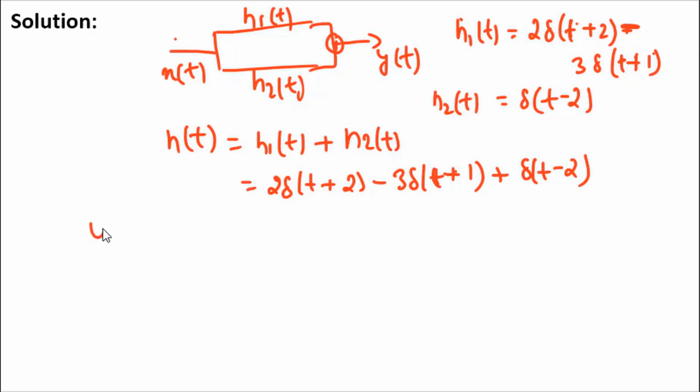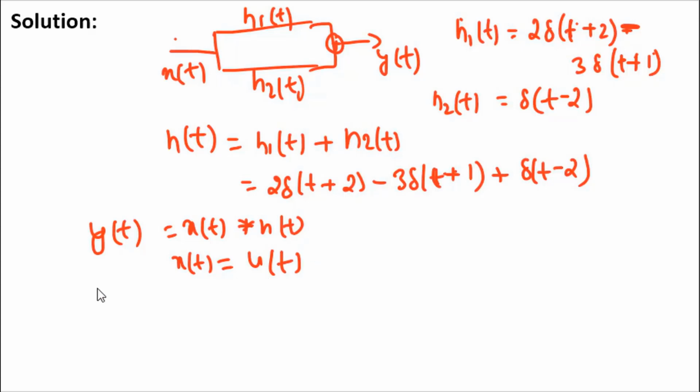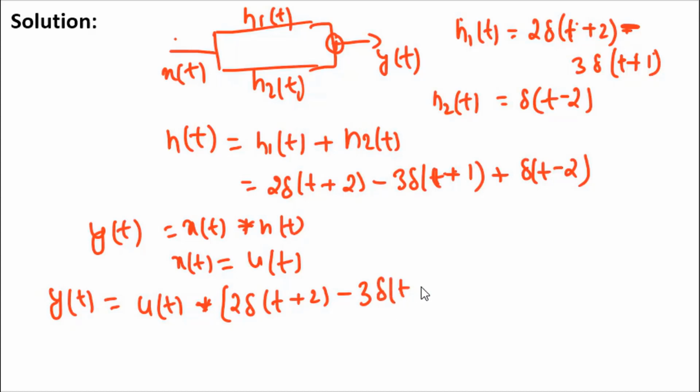Now your output y of t will be given by x of t convolved with h of t. In the question, x of t is given as u of t, that is the unit step signal. So when you put the x of t and h of t values in y of t, then you will get u of t convolved with 2 times delta of t plus 2 minus 3 delta of t plus 1 plus delta of t minus 2.